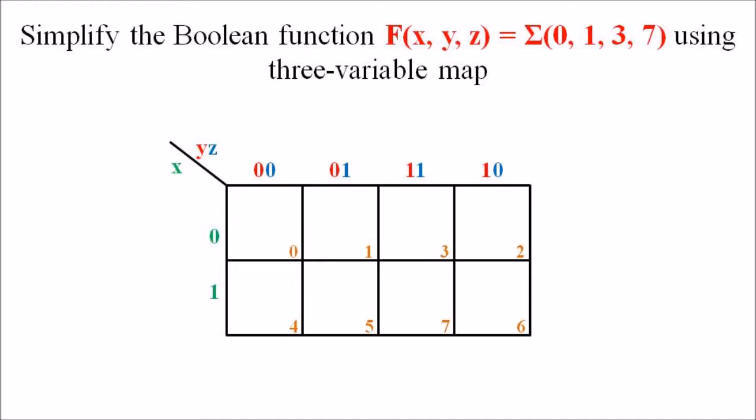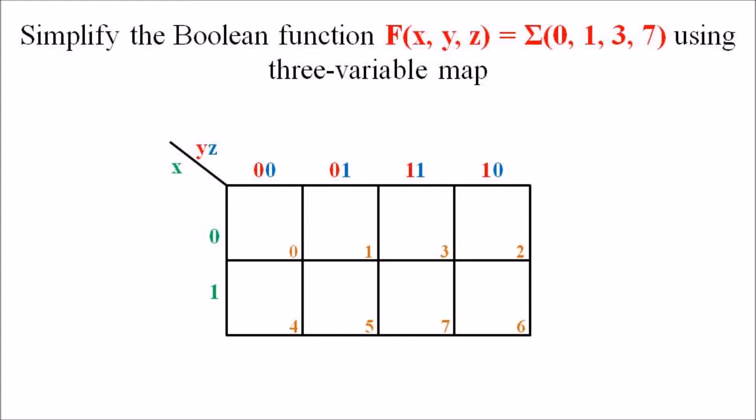Therefore, we have to consider the K-map with 2 raised to 3 cells. The power value 3 comes from the number of variables. Here the number of variables is 3, so the total number of cells is 2 raised to 3, which is 8. In this 8-cell K-map, the cells range from 0 to 7, arranged in 2 rows and 4 columns.